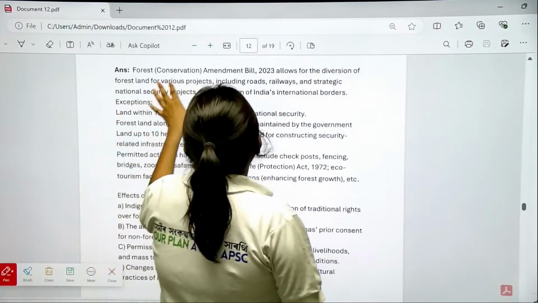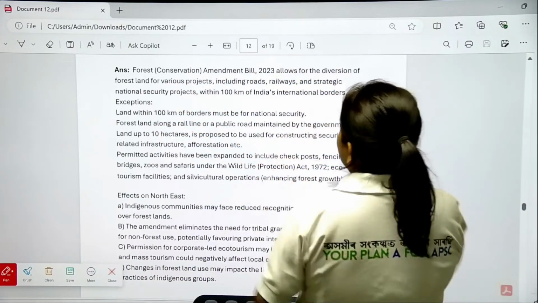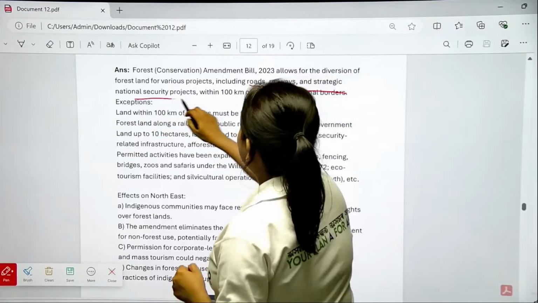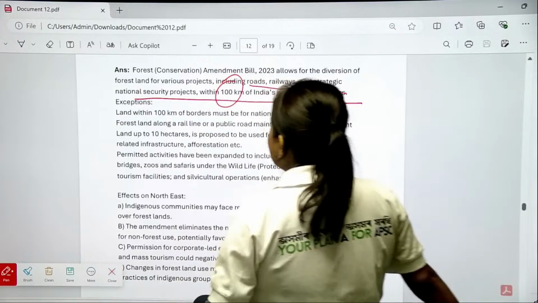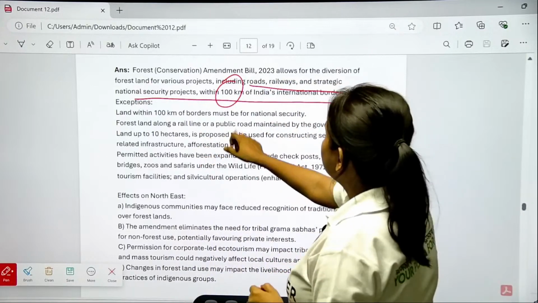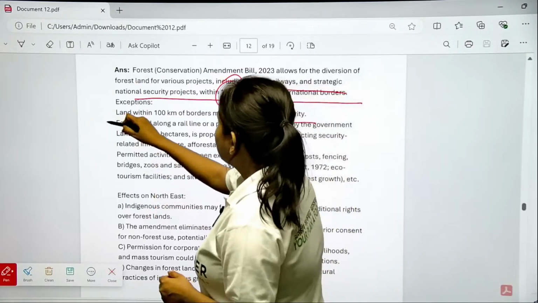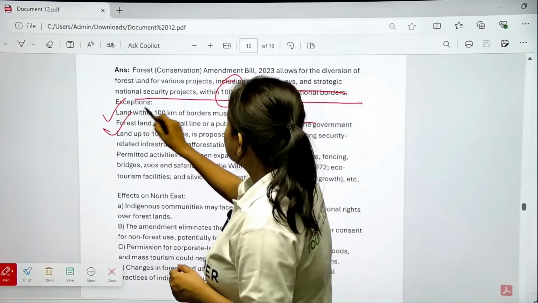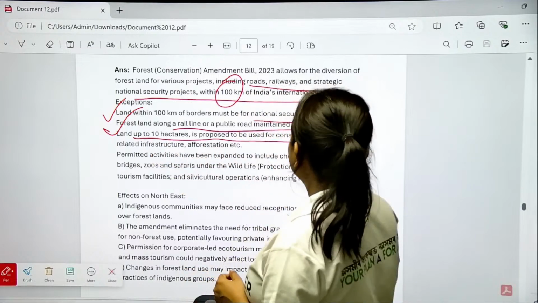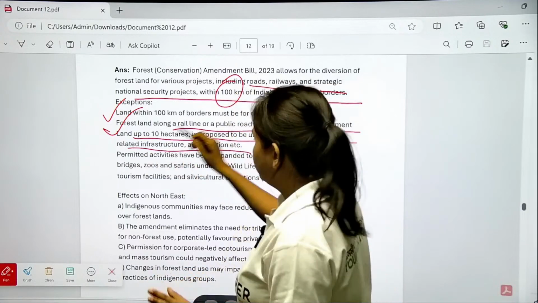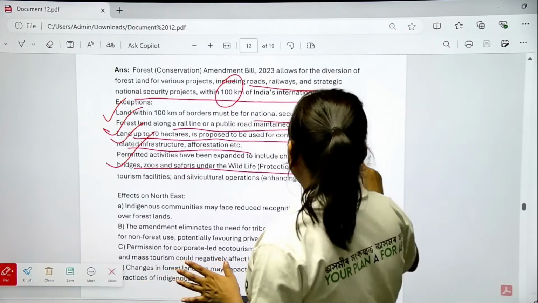The Forest Conservation Amendment Bill allows for the diversion of forest land into various projects including road, railway, strategic national security projects within 100 km of the international boundary. Land within 100 km borders must be used for national security. Forest land along a rail line or public road maintained by government, land up to 10 hectares proposed to be used for constructing security infrastructure, and permitted activities like bridges and zoo safari can be built.